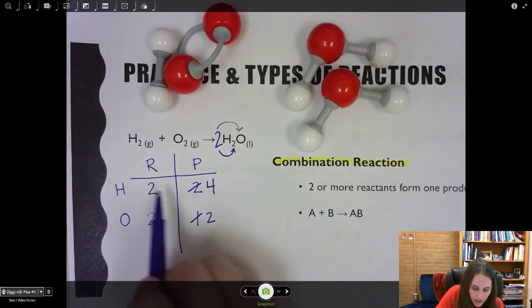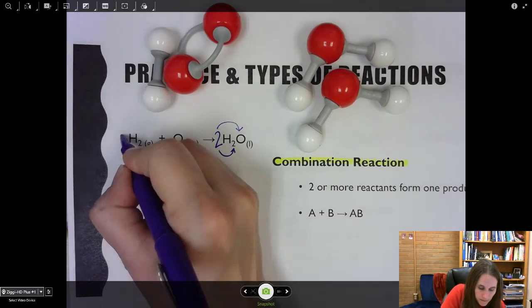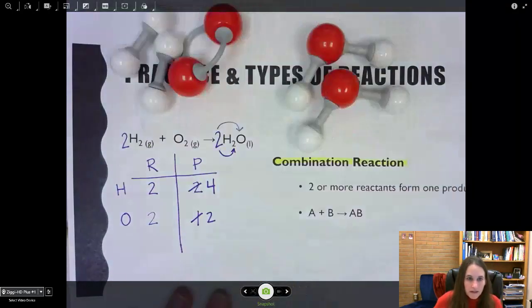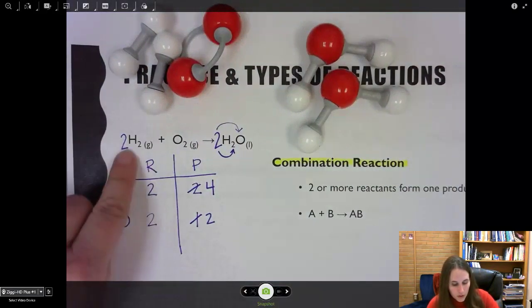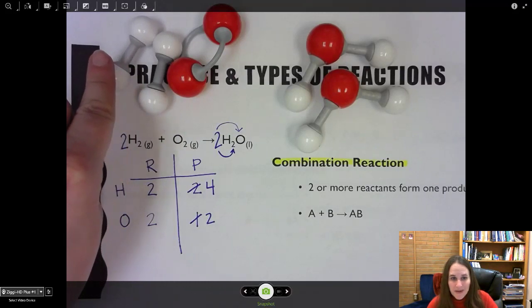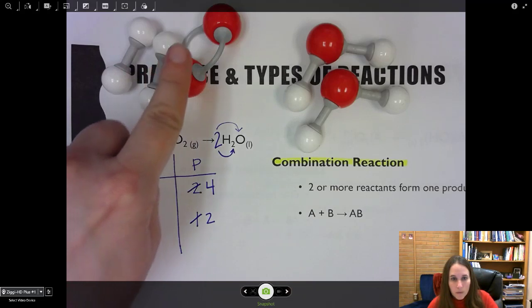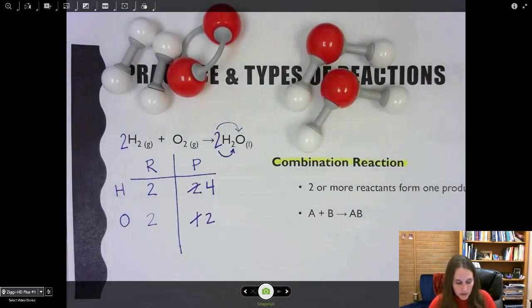So how do I get this number to be 4 hydrogen atoms when it started off as 2? I need another hydrogen. So 2 hydrogen molecules, sorry, I used the word atom and molecule incorrectly there, 2 hydrogen molecules can react with 1 oxygen molecule to create 2 water molecules.